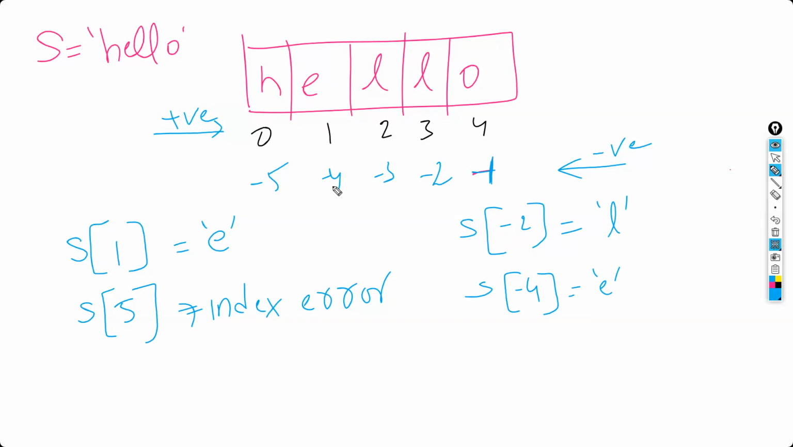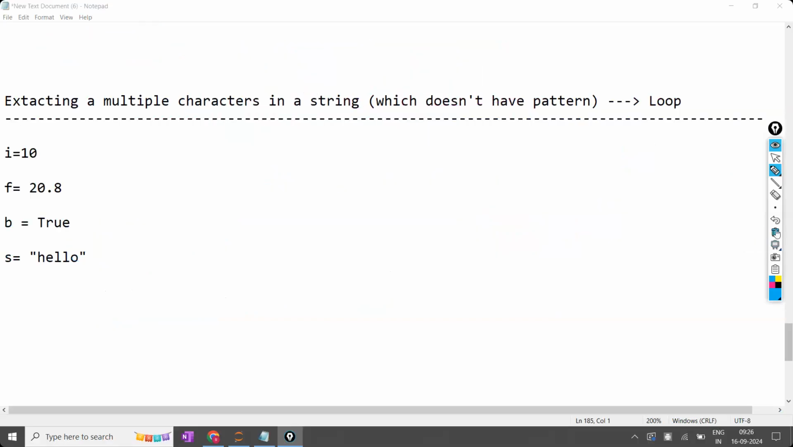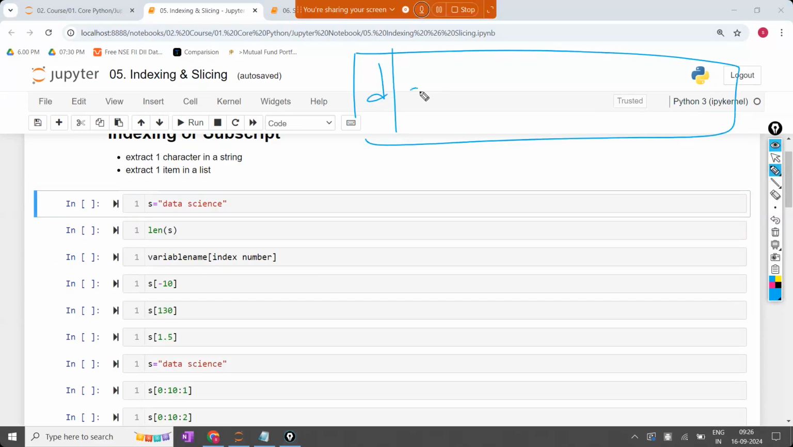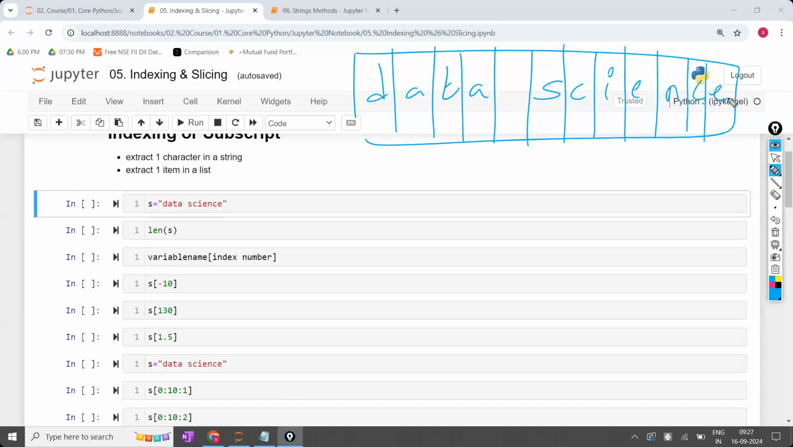Our requirement is to extract a single value, and for that, what is the index number we require? Are the points clear? Now, moving on to this, S is equal to "data science". Now, how is it going to store? D, A, T, A, space also is one of the characters. So one box will be assigned to one character, whether it is a space, dot, comma, at the rate of, number, whatever it is: one character, one box. Space is also considered a character. S, C, I, E, N, C, E.